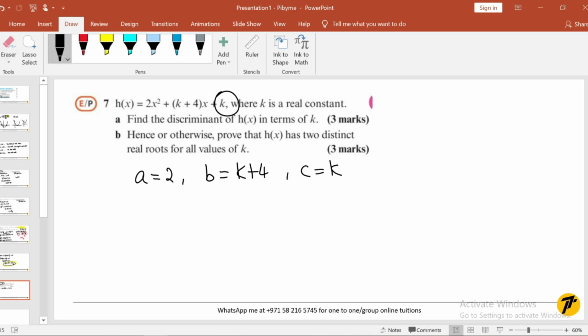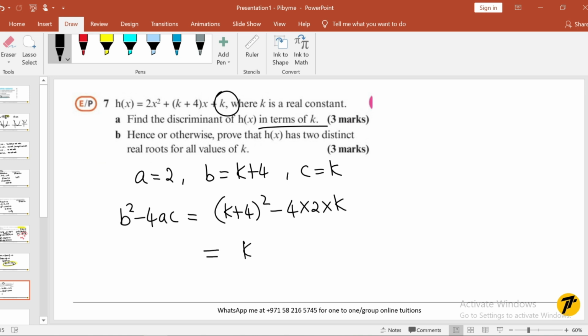So the discriminant is b square minus 4ac. You don't need to put equal to 0, less than 0 and all. They just want you to find the discriminant, that's all, in terms of k. So just open the bracket, you will get k square plus 8k plus 16. You can apply a plus b whole square here, or write it as 2 brackets, k plus 4 times k plus 4, and open the bracket. And then minus 8k. So you will get k square plus 16. That's the discriminant of this function.